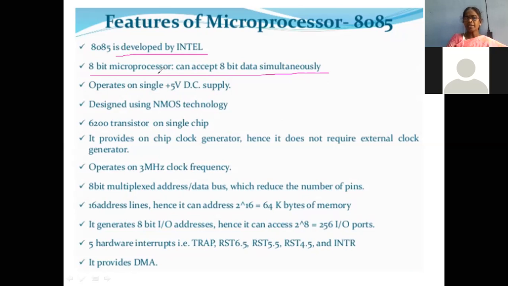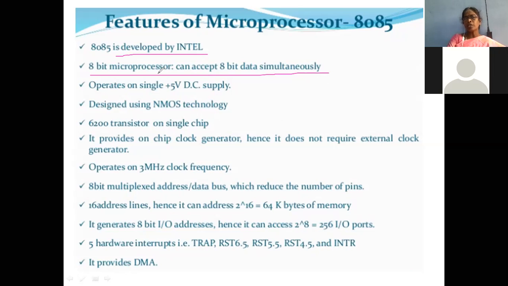Why are we saying that it is an 8-bit microprocessor? It consists of 8 data lines, and all the internal registers used in this microprocessor can store 8-bit data. The ALU unit can perform 8-bit operations and gives a result as 8-bit data. That's why this microprocessor is called an 8-bit microprocessor.